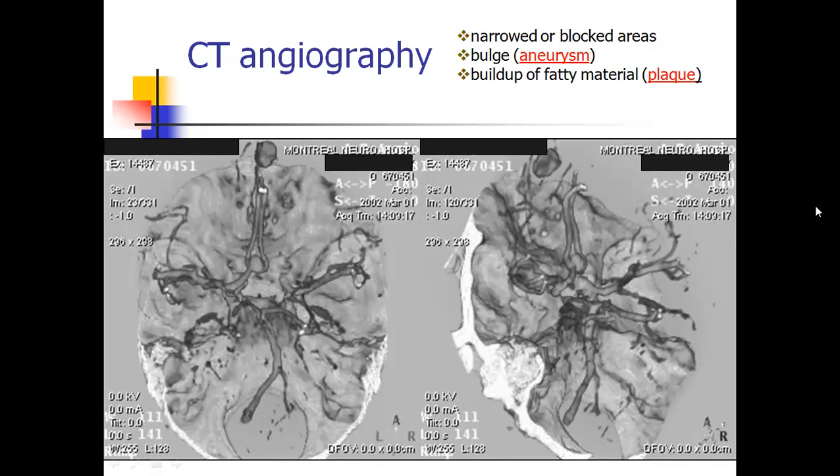A computed tomography angiogram, or CT angiogram, is a test that uses X-rays to provide detailed pictures of the blood vessels of the brain. A CT angiogram can show narrowed or blocked areas of a blood vessel. The test can also show whether there is a bulge or aneurysm, or a buildup of fatty material called plaque in a blood vessel.